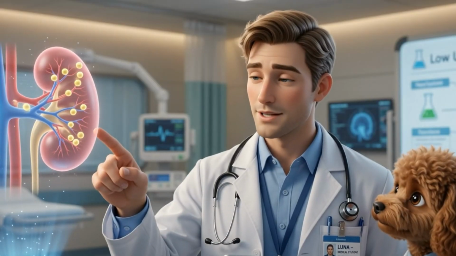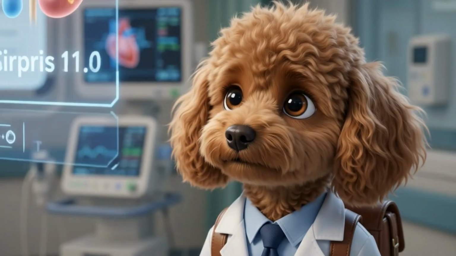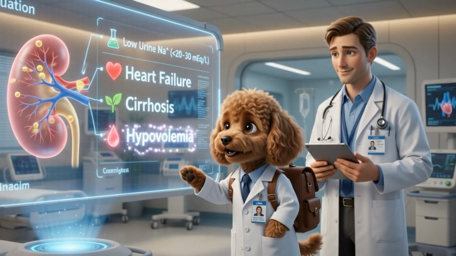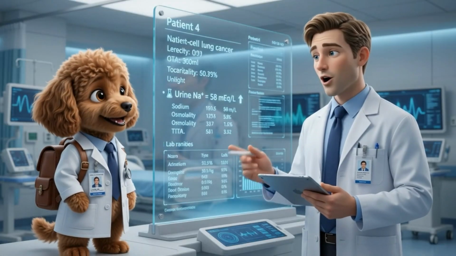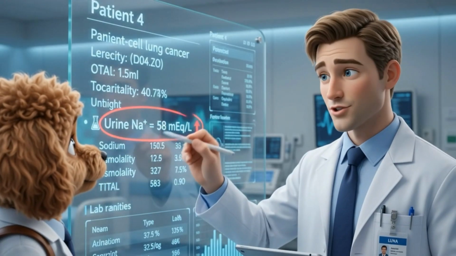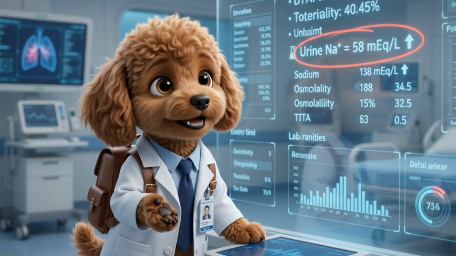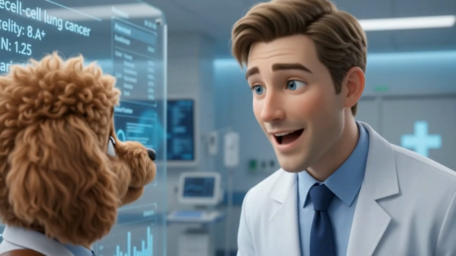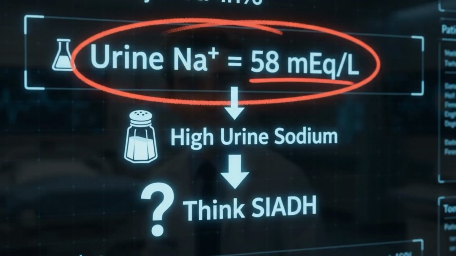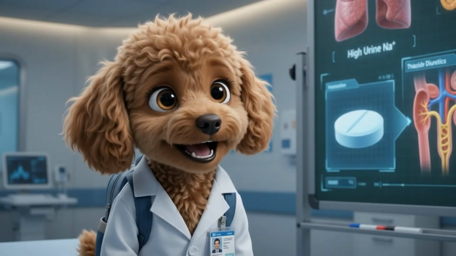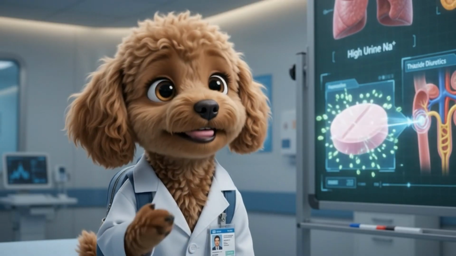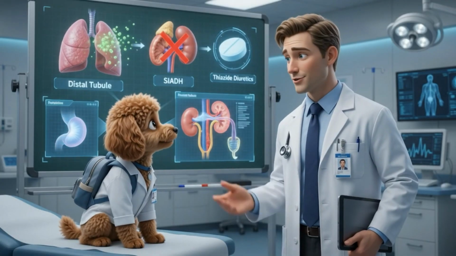Low urine sodium means the kidneys are conserving sodium. Think heart failure, cirrhosis, or hypovolemia. Luna, unlike heart failure, this patient isn't conserving sodium. So the urine sodium is high. Good. Now ask yourself why. High urine sodium has different mechanisms. SIADH, adrenal insufficiency, and thiazide diuretics all cause high urine sodium.